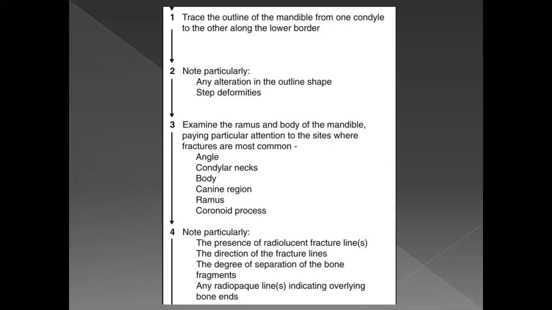So what do you have to look for? You have to look for any radiolucent fracture lines, and the direction of those fracture lines to determine whether it is horizontally or vertically favorable. What is the degree of separation of these bones, and is there any overlapping which is causing increased radiopacity in that region?